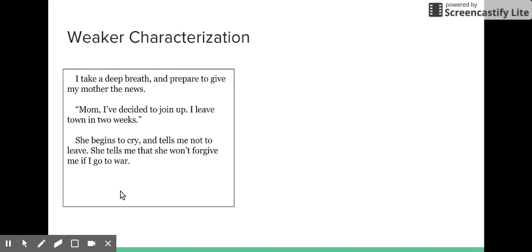So I'm going to start off by giving you an example of weaker characterization. This is a story about a soldier who is telling his mom that he is about to enlist.